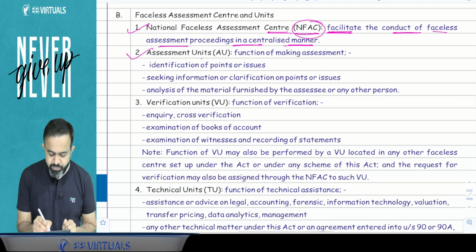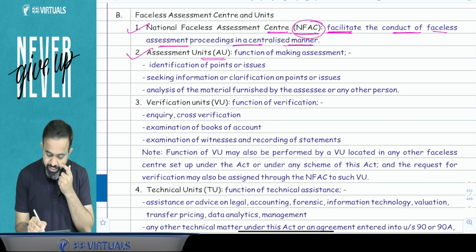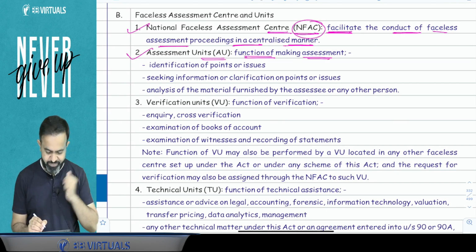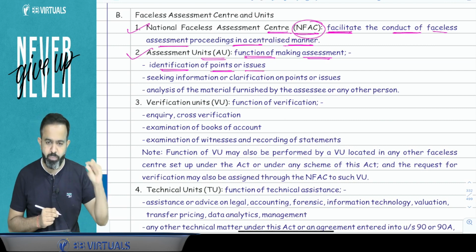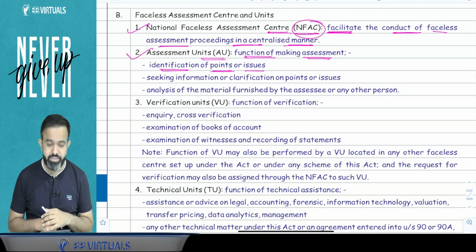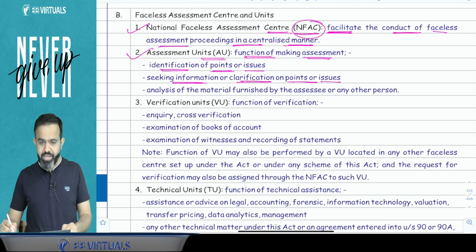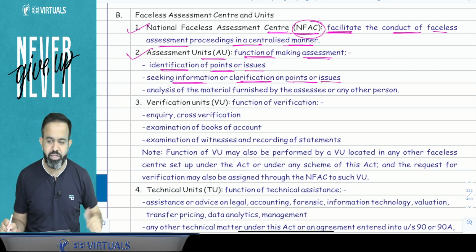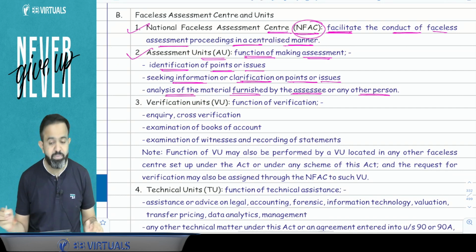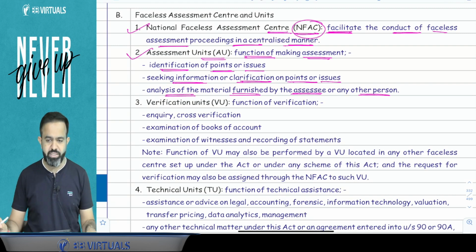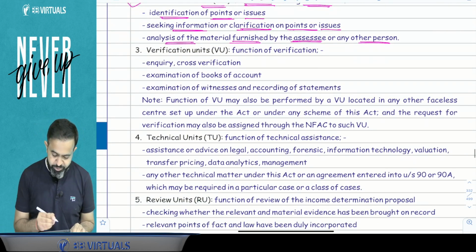Now, what is the function of the assessment unit, the AU? The assessment unit performs the function of making the assessment. They will identify the points and issues, and on what matter they want to make the assessment. They will seek information and clarification on the points and issues. They will analyze the material furnished by the assessee or any other person.